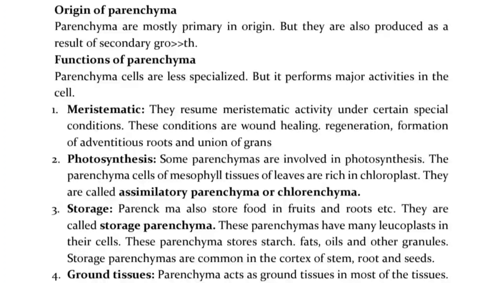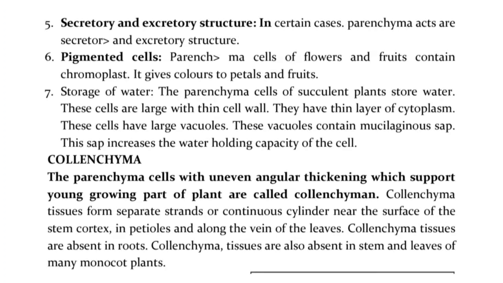4. Ground tissues. Parenchyma acts as ground tissues in most of the tissues. 5. Secretory and excretory structure. In certain cases, parenchyma acts as a secretory or an excretory structure. 6. Pigmented cells. Parenchyma cells of flowers and fruits contain chromoplast. It gives colors to petals and fruits.